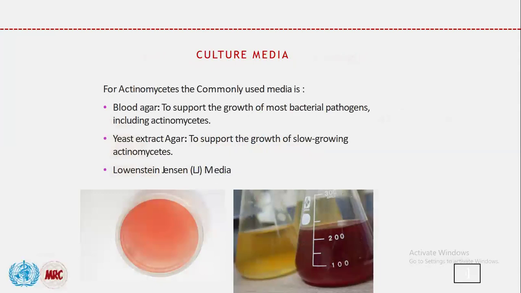Okay, let's begin with culture media preparation. We have different culture media for actinomycetes and eumycetes. For actinomycetes, we use blood agar and yeast extract agar, which support the growth of bacteria, and Lowenstein-Jensen media, which also supports the growth of bacteria. But the most commonly used in our lab is yeast extract agar for the primary culture, and we also use blood agar and algae media for subculture.